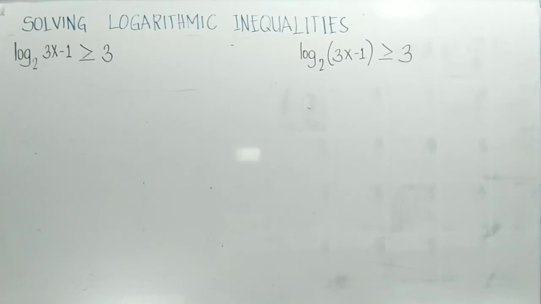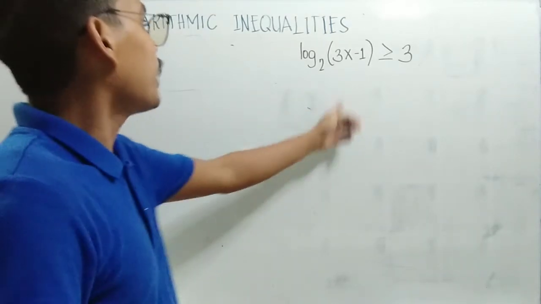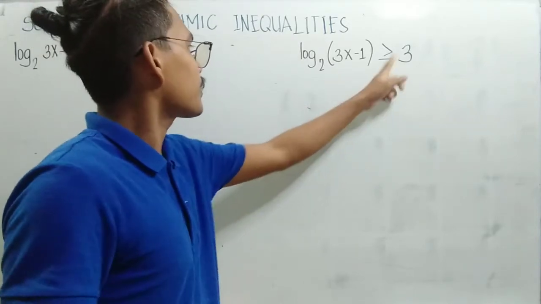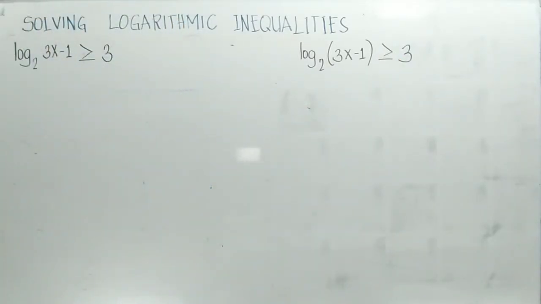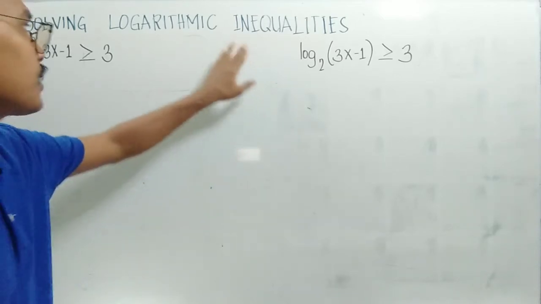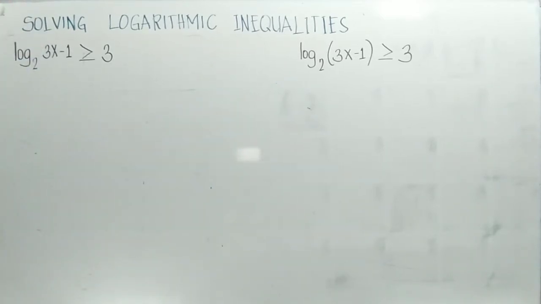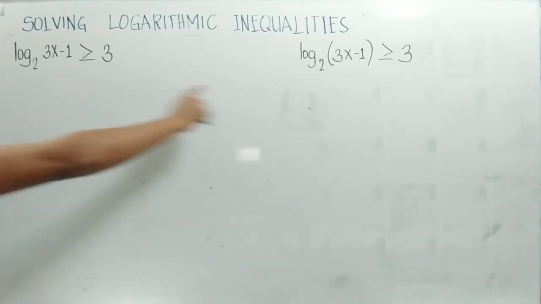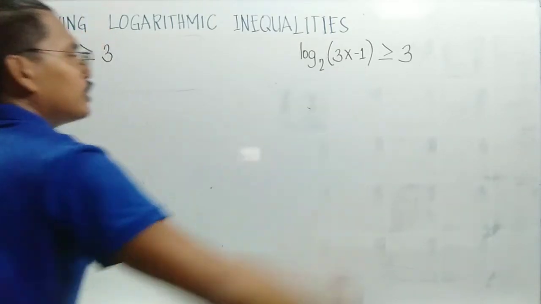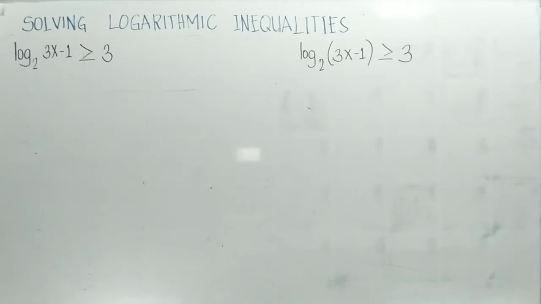Okay, so for our next set of examples, we have on the board log of 3x minus 1 base 2 and log of the quantity of 3x minus 1 base 2 is greater than or equal to 3. So if you can notice, the values of our given logarithmic inequalities are the same. So what's next? Here we have 3x minus 1, and here we have the quantity of 3x minus 1. So let's check the difference of the two given, solving for its solution set.